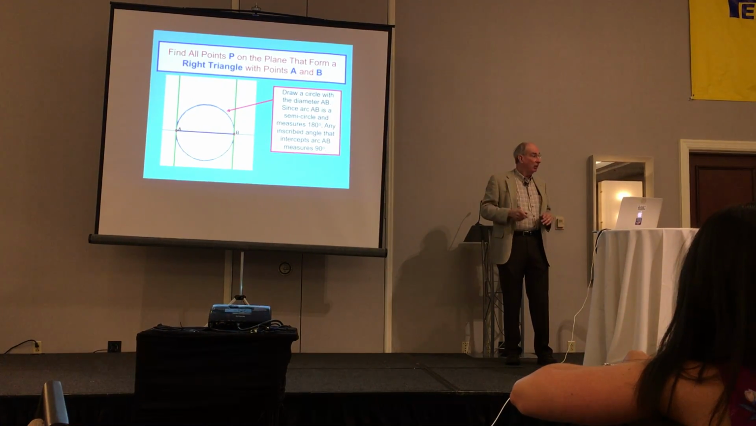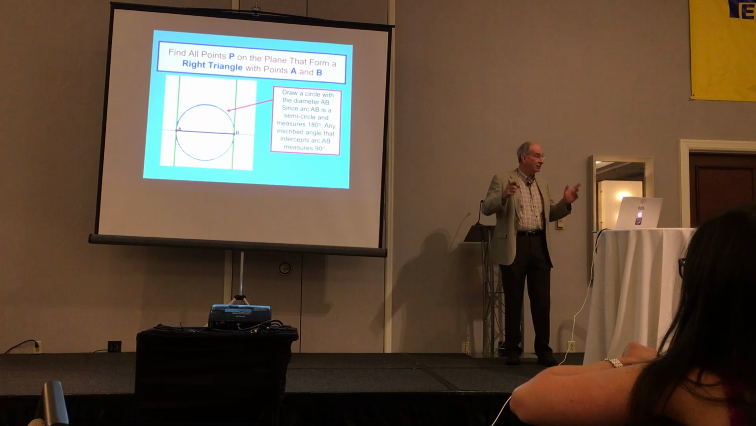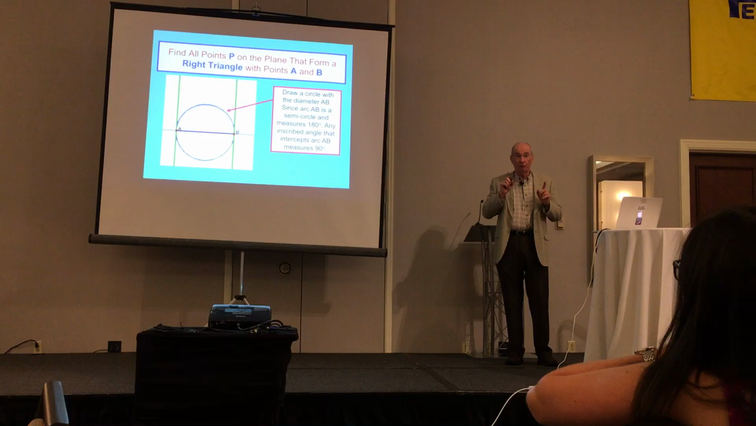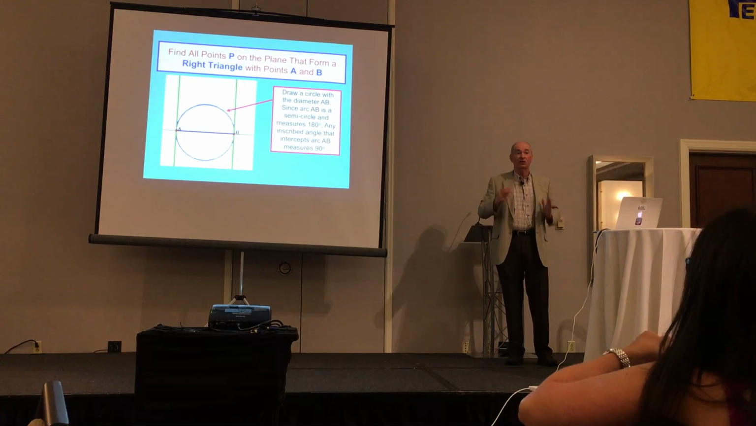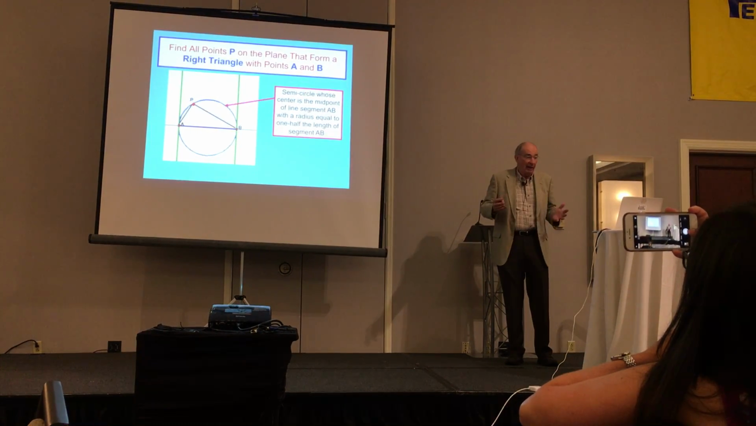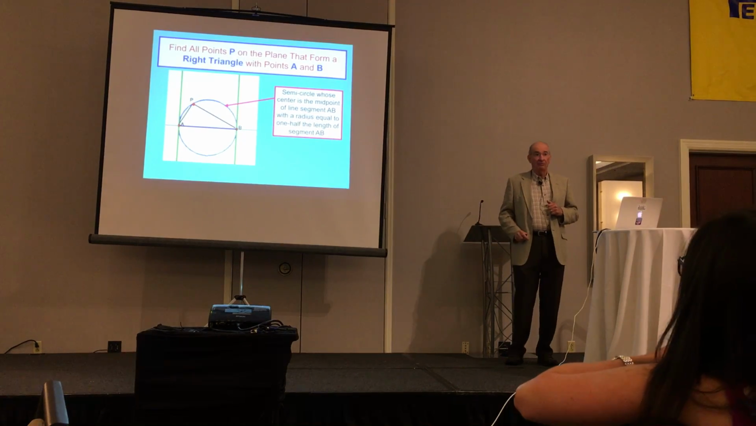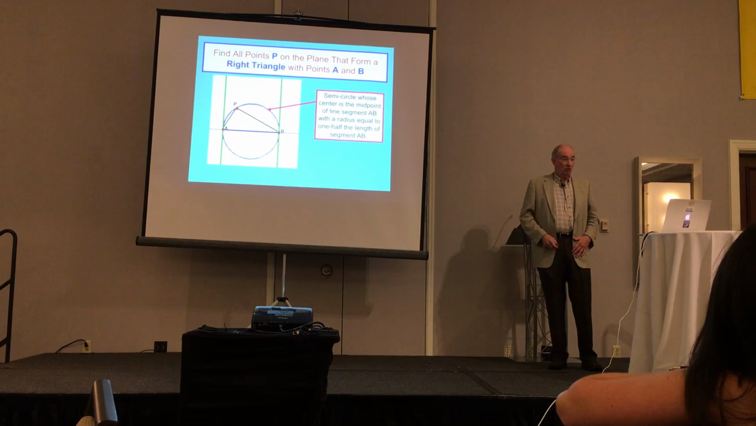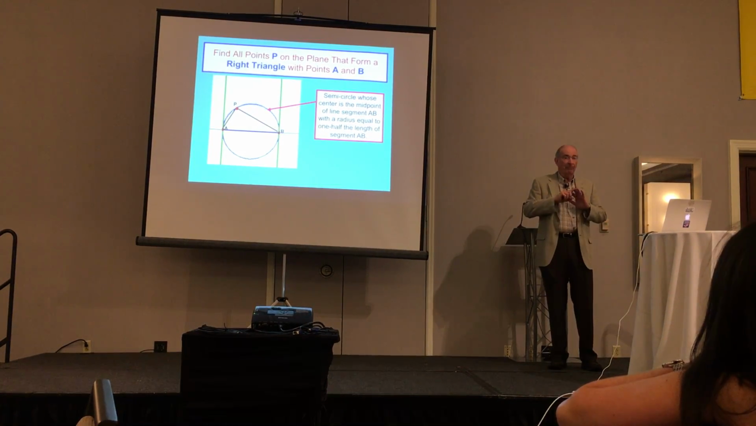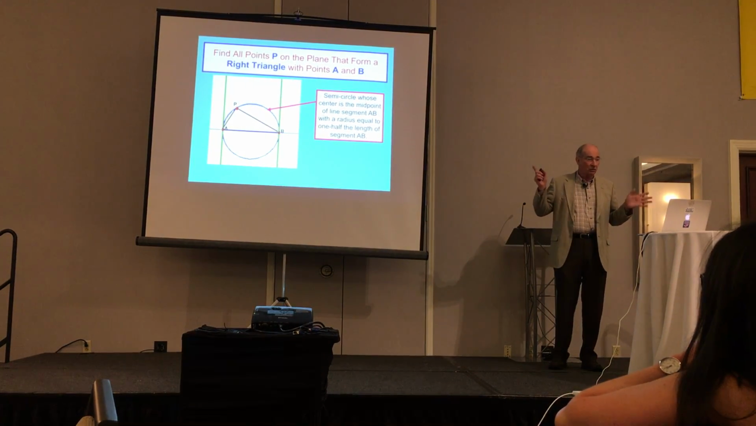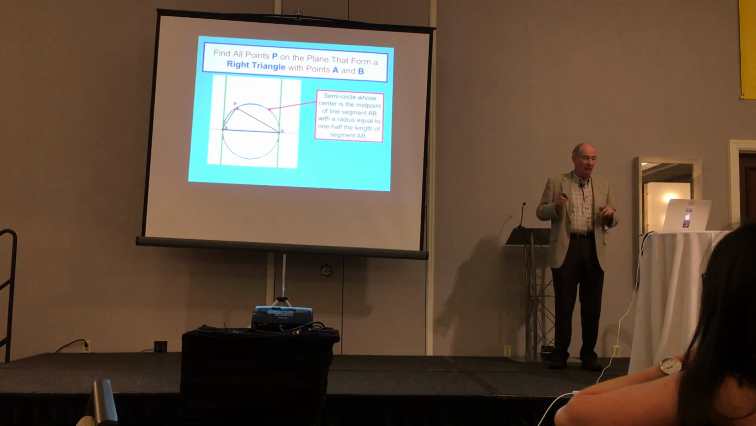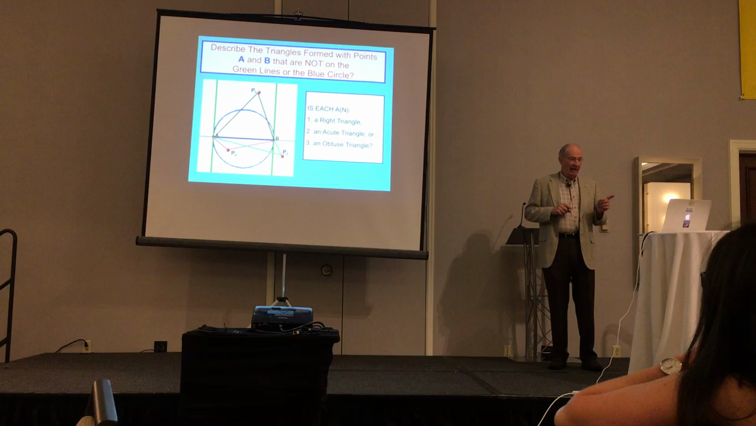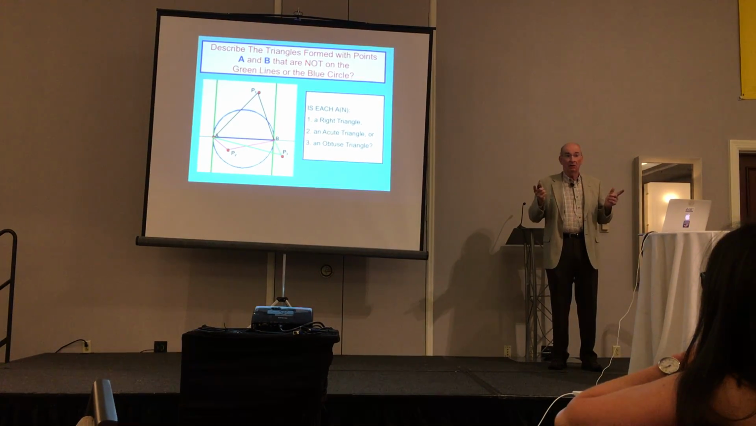Sure, if we do a circle whose diameter is AB, any point on that blue circle will form a right triangle because it intercepts a half circle. The inscribed angle intercepts a semicircle. So triangle PAB is a right triangle. So right now, I claim I can pick any point anywhere on that screen and tell you exactly what kind of triangle it is. For example, P1AB is acute.